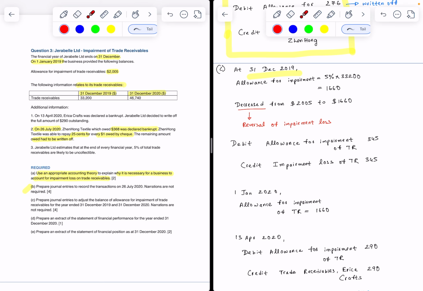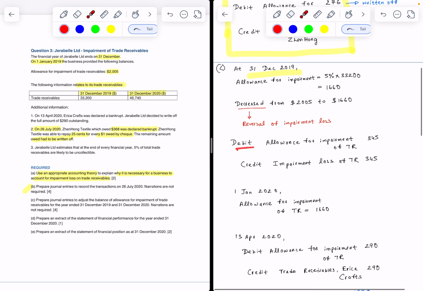So that is why the journal entry at 31 December 2019 is to credit the impairment loss of trade receivables by 345, because our allowance is decreasing from 2005 to 1660. Always remember that every time your allowance for impairment of trade receivable goes down, we will credit the impairment loss on trade receivables because there is a reversal, which also refers to the fact that expenses are going down and it's a good thing for us.